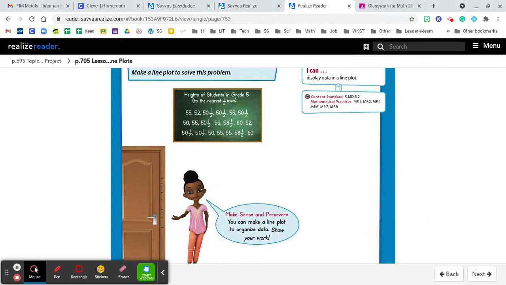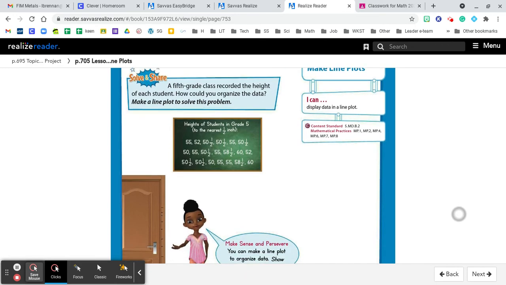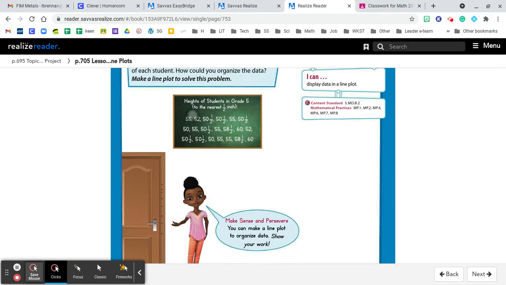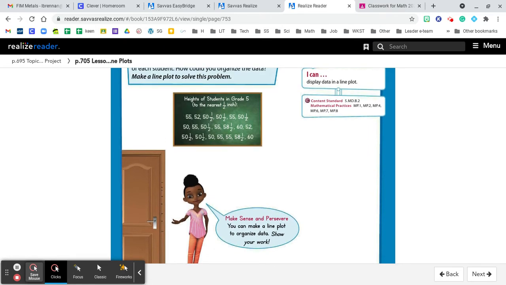All right, today we're going to actually make some line plots using some data on a data table. So if I take this data on the data table and organize it, there's a couple different ways you could do it. I'm going to organize it looking at the smallest value, which is a 50, and the largest value, which is a 60. So I'm going to make my data table, get that going here.